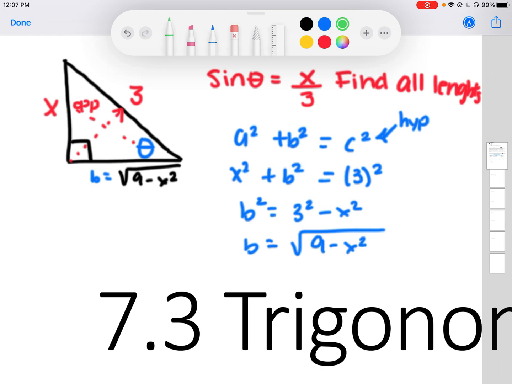So if I want to know, for example, cosine of theta, well, cosine is adjacent divided by your hypotenuse. Adjacent is the side that's always next to the angle. Adjacent would be, I'm sorry, the square root of 9 minus x squared, divided by your hypotenuse, which is 3. And you can use your side measurements to find sine, cosine, and tangent, and similarly cosecant, secant, and cotangent.